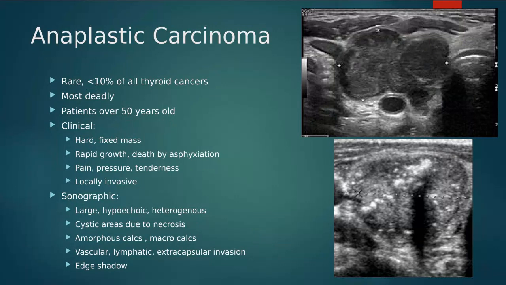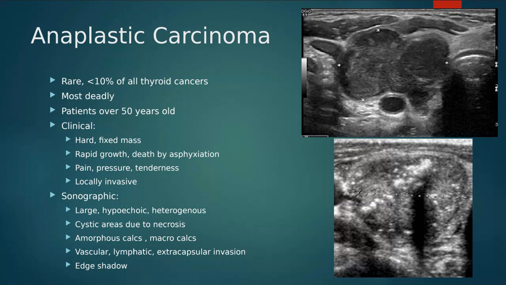We see this in patients over 50, clinically a hard fixed mass. They have rapid growth. So these things are growing basically like overnight, and a lot of patients will have death by asphyxiation because they get so large. They basically just choke. And it's absolutely frightening. A patient will have pain, pressure, tenderness, and it's going to be locally invasive. So it's going to affect all of that thyroid tissue, the surrounding structures, musculature, all of those other supportive structures.